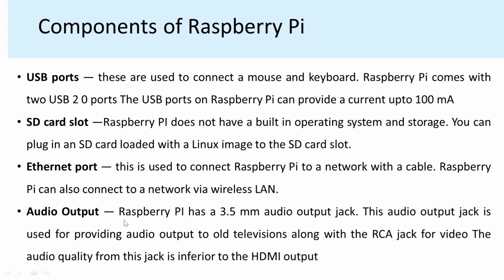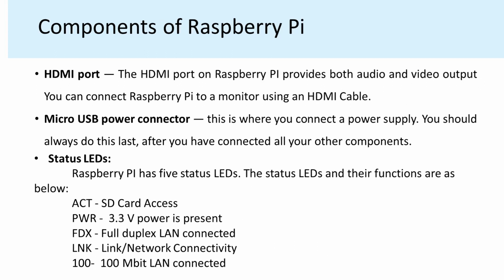Then you have the audio output. Here you have a 3.5 millimeter audio output jack. You can connect it to TVs for audio output, and you also have video output. The HDMI port can be used for both audio and video output. You can connect it to a monitor using an HDMI cable. Then you have the USB power connector, which you use to connect to the power supply.